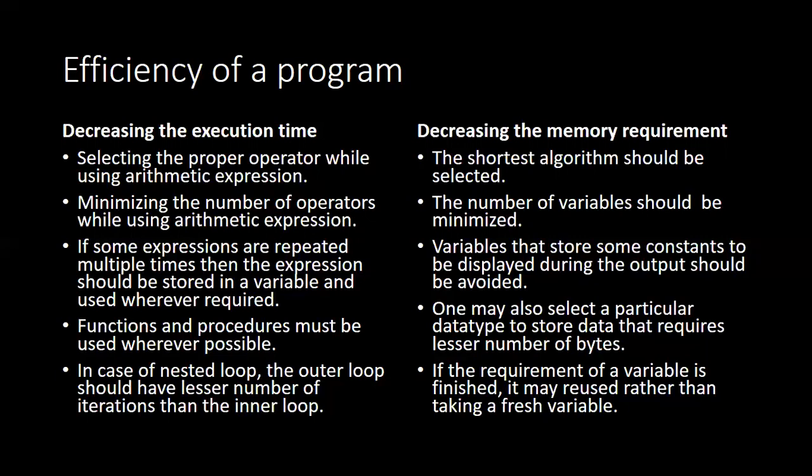Now, nested loops. We have not talked about nested loops, but we have definitely talked about some kinds of loops in the algorithm and flowchart chapter. A loop means repeating a certain task multiple times, and in computer terms we call these iterations. If you have one loop inside another loop, the outer loop dictates how many times the inner loop should run. So the outer loop should have fewer iterations than the inner loop, so that the CPU time is greatly decreased. Then, decreasing the memory requirement.